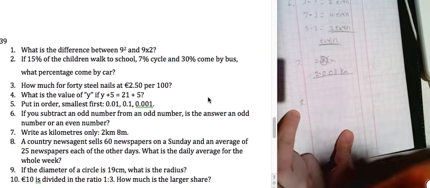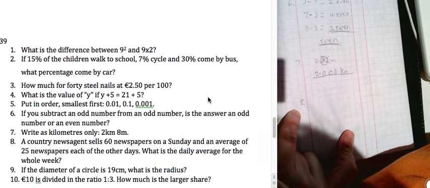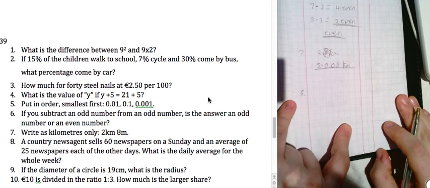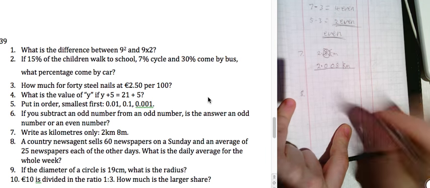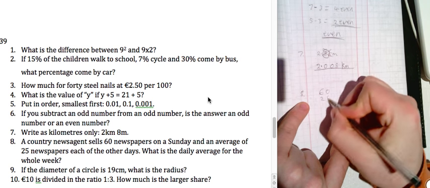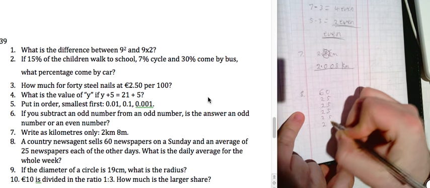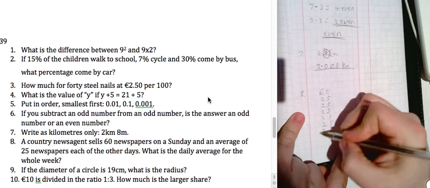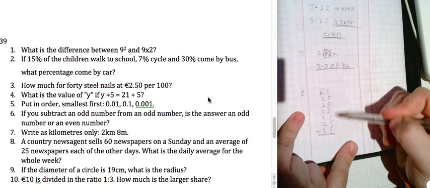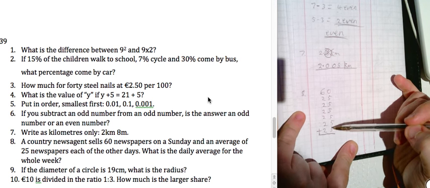Question 8. The country newsagent sells 60 newspapers on a Sunday and an average of 25 newspapers each of the other days. What is the daily average for the whole week? Okay, right. Well, so we know that on Sunday it's 60, and Monday, Tuesday, Wednesday, Thursday, Friday, Saturday, it's 25. Now I could add all these numbers together that I've just written down. That would be 7 numbers, add them all together and divide by 7, or I could do it the simpler way.